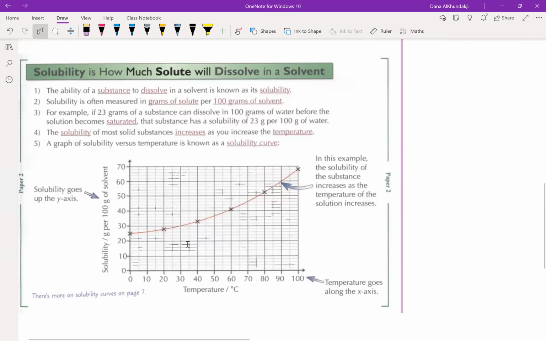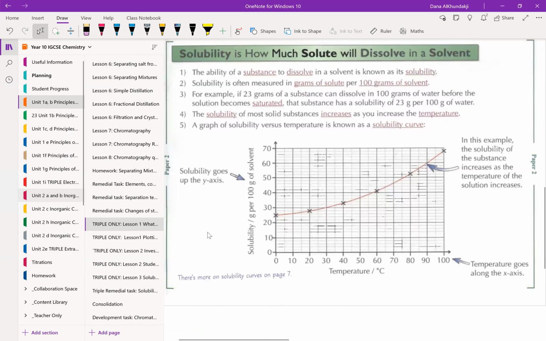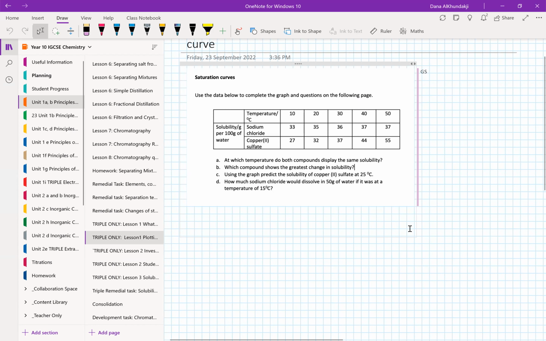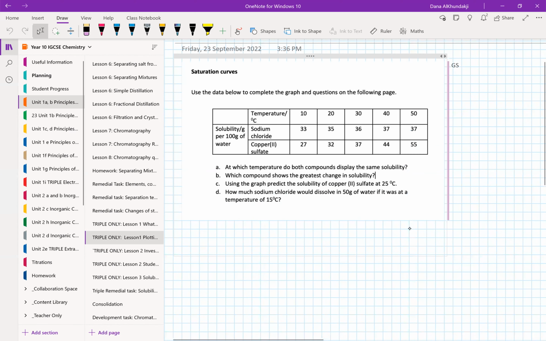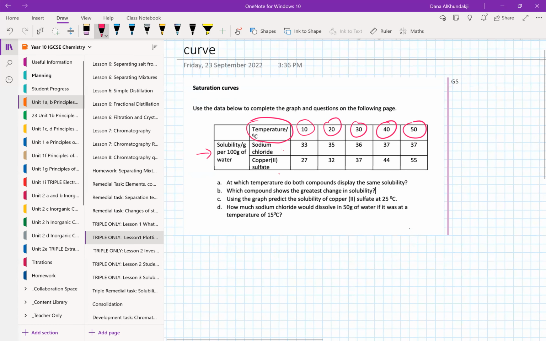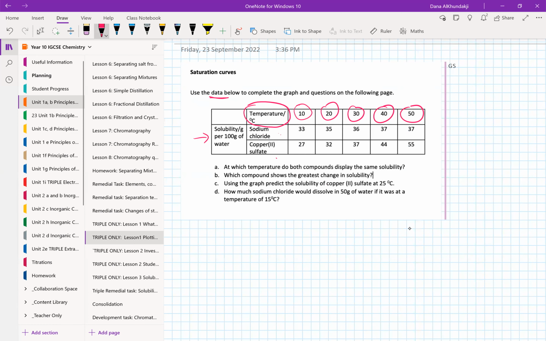There's another page that I want to show you now, which is this one, the plotting bit. Now, to plot, you're going to be given data, which is basically the solubility at different temperatures. So these are the different temperatures, okay? And then you have your two different salts, for example. It could be one salt or more than one, but here you have a salt of sodium chloride and copper 2 sulfate, and you would plot a graph of their solubilities. So use the data below to complete the graph of the questions on the following page.